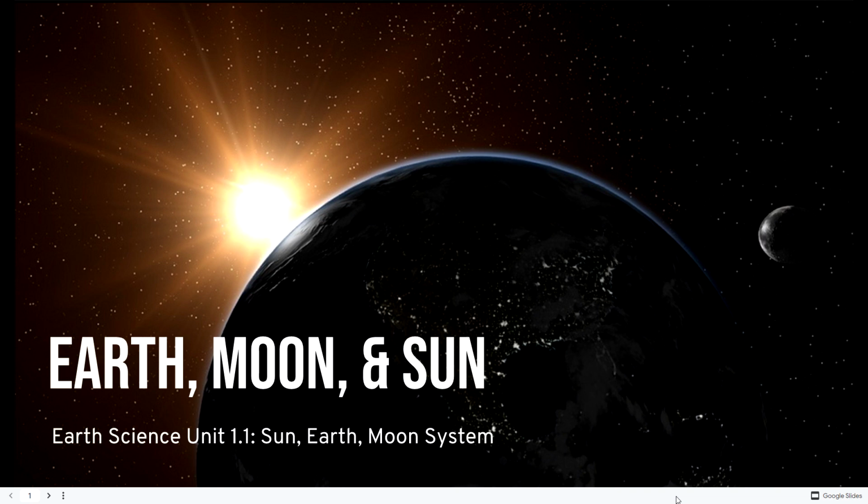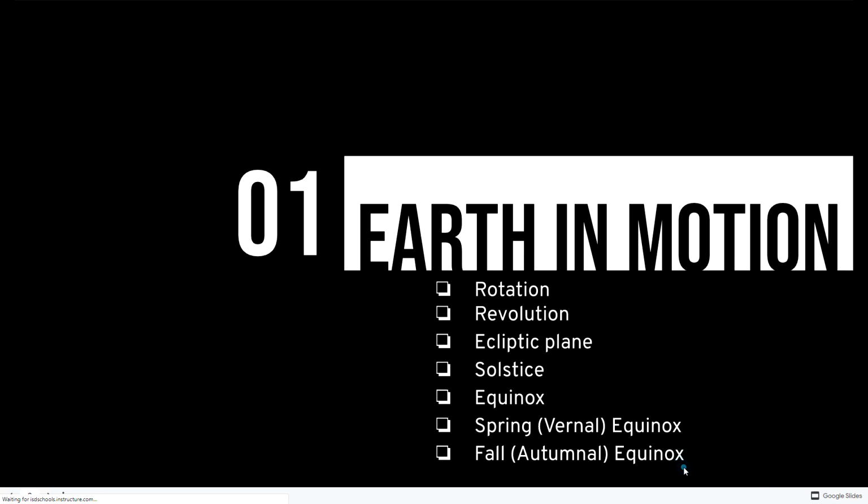So Earth, Moon, and Sun. We have an Earth, Moon, Sun system that functions together to do all kinds of different things for us. So what we're going to start off with today is the motion of the Earth.